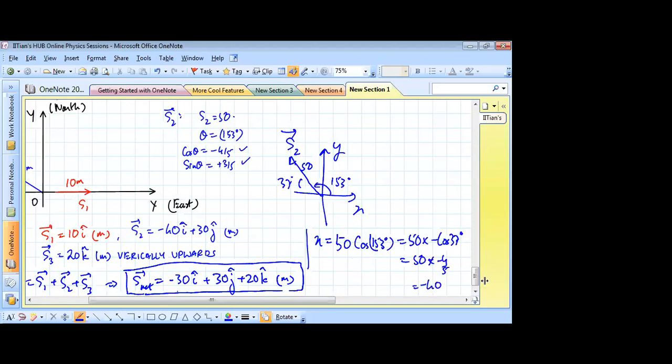Similarly, its y component is 50 sine 153 degrees. Now, second quadrant formula, sine 153 is positive of sine 37. So 50 into 3 by 5. So that's why it's plus 30.